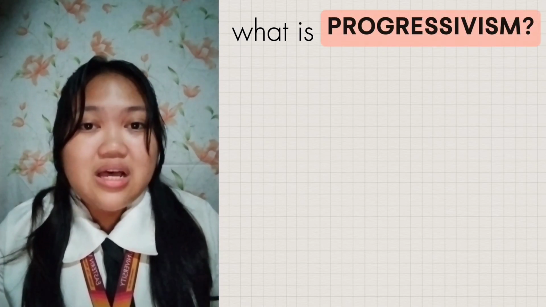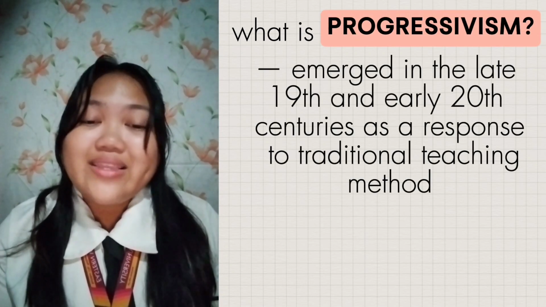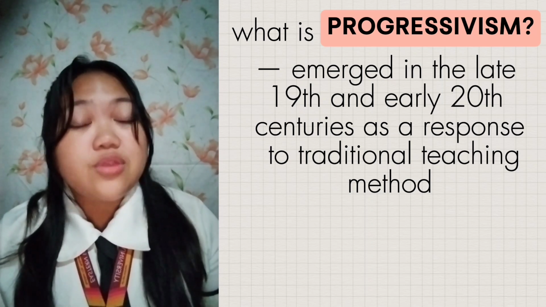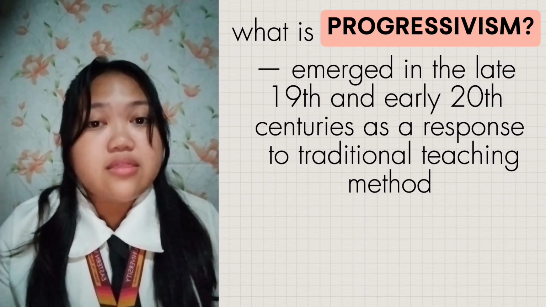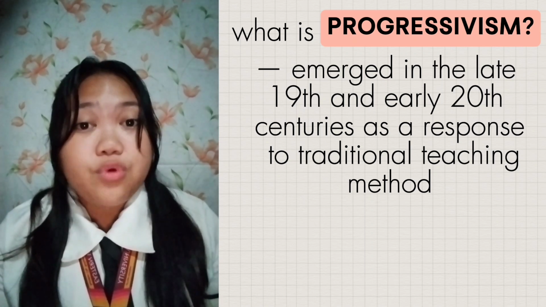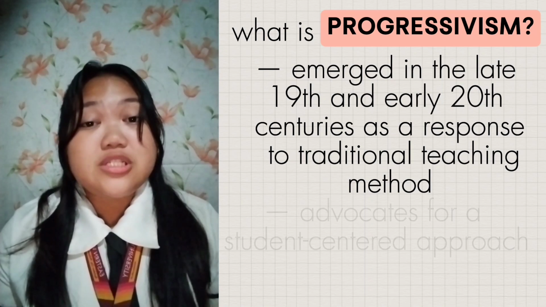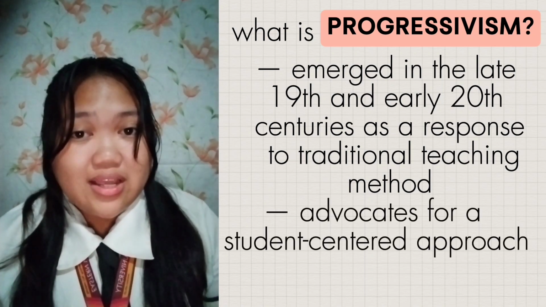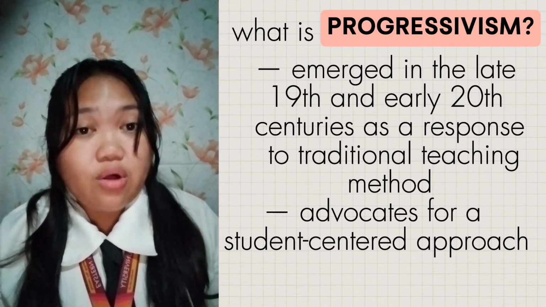Lastly, let's talk about what is progressivism. When we say progressivism, it is an educational philosophy that emerged in the late 19th and early 20th centuries as a response to traditional, rigid methods of teaching that emphasize rote memorization and passive learning. It advocates for a student-centered approach to education, prioritizing active learning, critical thinking, and problem-solving skills.